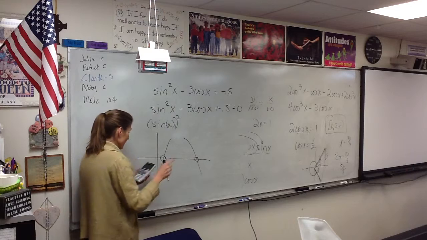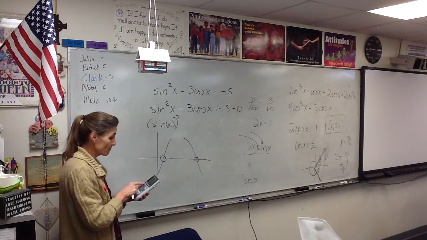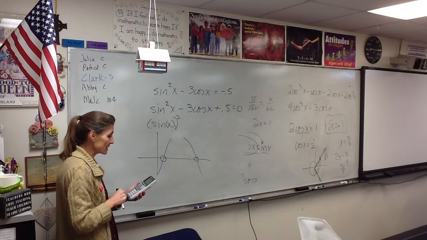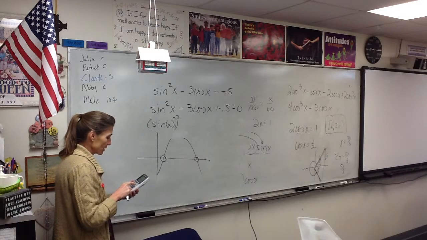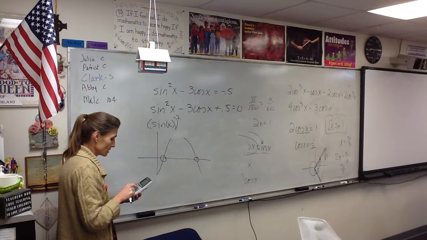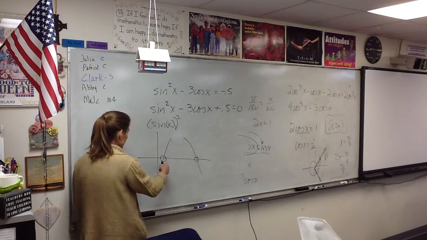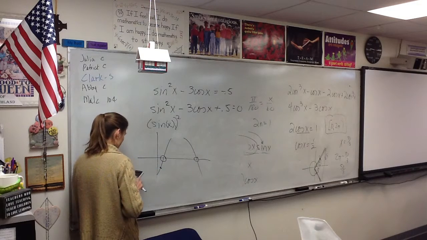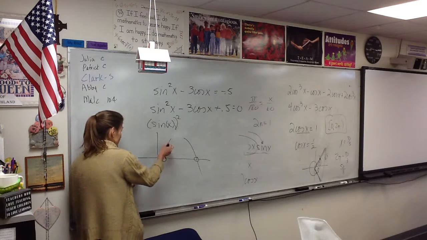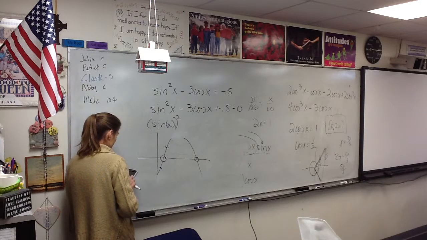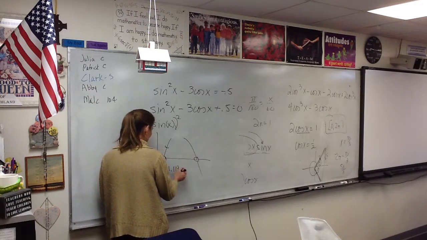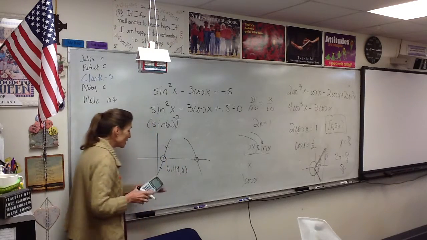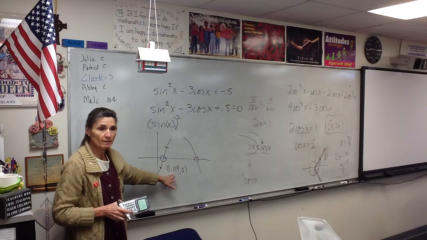So I'm only going to find one of them, John. You can find the other one the same way. Remember how we do that? We press second calc and then zero because I'm looking for an x-intercept. And then I have to move my cursor. So it is somewhere over here, and then move it so it's somewhere here. And that point is 1.119. So one of the roots is 1.119 radians.